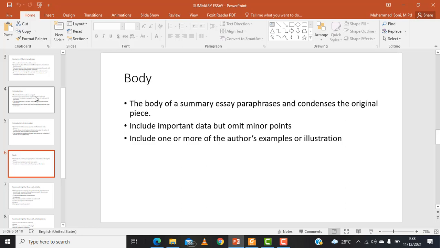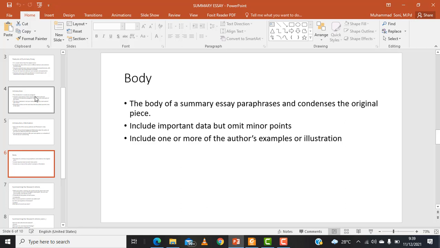It's different if you are summarizing a scientific article. Maybe the body paragraph can focus on the research methods, the findings and discussions, and also the conclusion, something like that. So you have to paraphrase those points and put them down into the body of your summary essay. And you have to include important data but omit minor points.